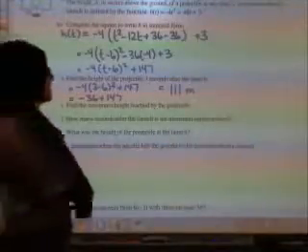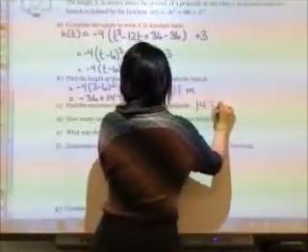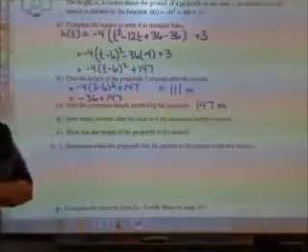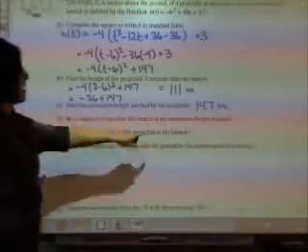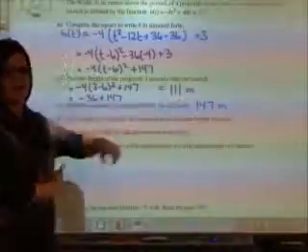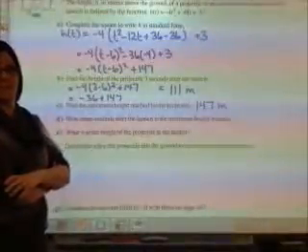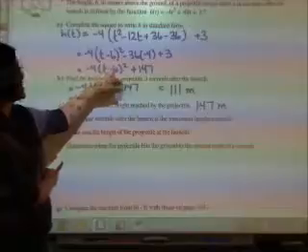What's the maximum height reached by the projectile? 147. How did you get that, Evan? Because it's the Q value. How many seconds after the launch was the maximum value reached? So when did I reach 147 meters? At 6 seconds. It's the P value.